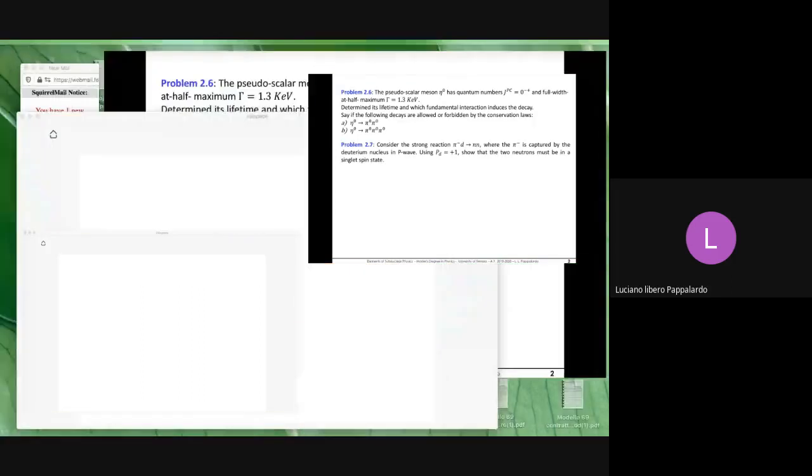Let's move back to the whiteboard, page 9. Problem 2.7. So let's first calculate the parity of the initial state. So the parity in the initial state is essentially the parity of the pi minus d system. That is (-1)^L times the intrinsic parity of the pi minus times the intrinsic parity of the deuteron nucleus.